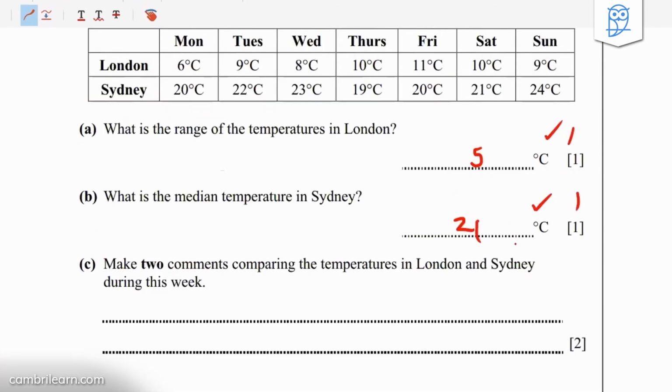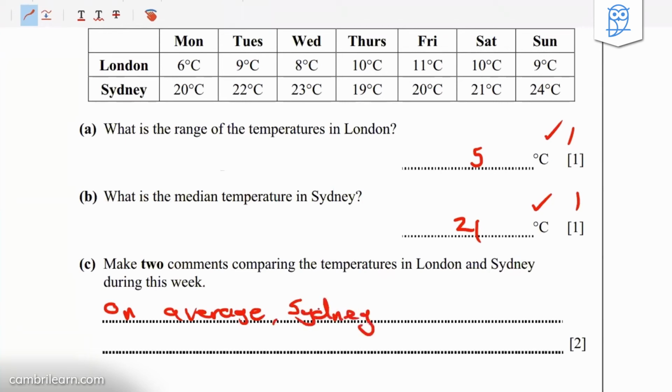Next one, make 2 comments comparing the temperatures in London and Sydney during this week. The one thing that we can immediately see is that on average, Sydney is definitely hotter than London. But we have to remember to mention on average. So on average, Sydney is hotter.